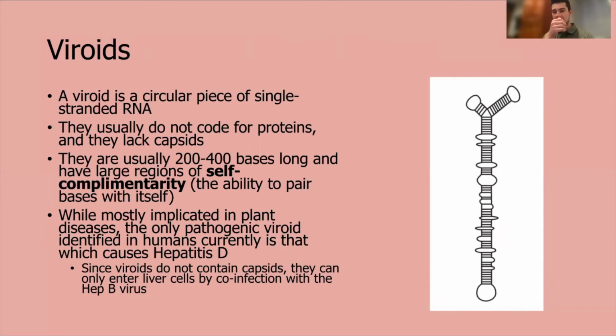So viroids don't contain capsids, and they don't really code for proteins, so they're not competent in replicating themselves. So they basically have to piggyback off of other viruses. So hepatitis D, for example, can only enter liver cells by co-infection with hepatitis B. So they'll actually enter the hepatitis B capsid and then basically just use hepatitis B to reproduce themselves.